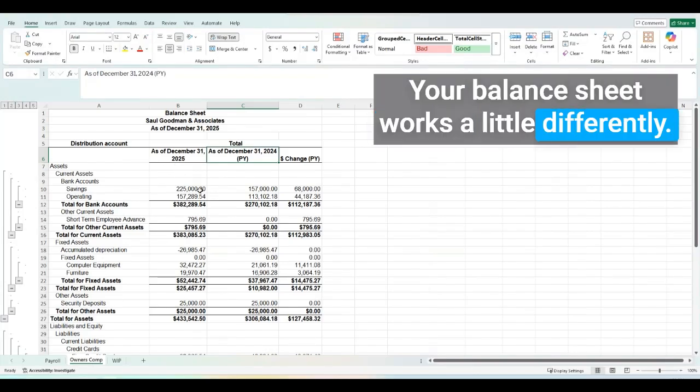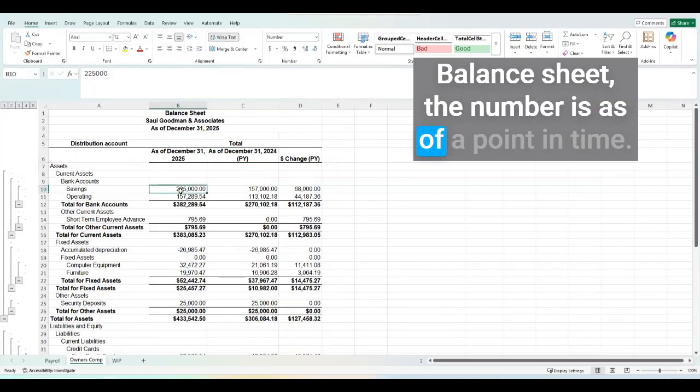Your balance sheet works a little differently. Balance sheet, the number is as of a point in time.